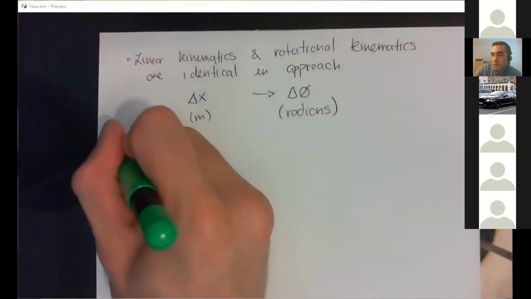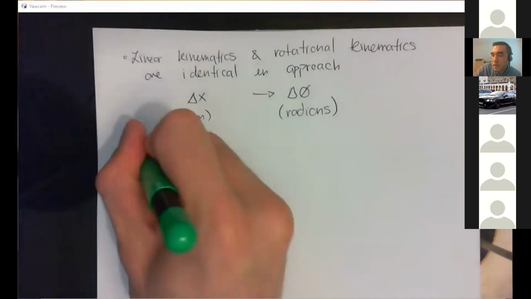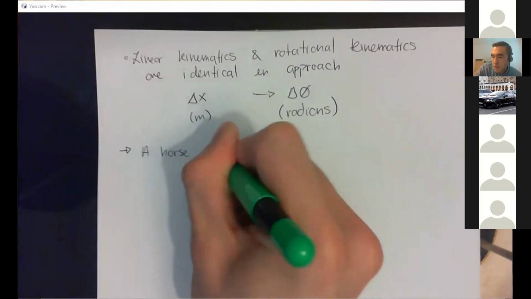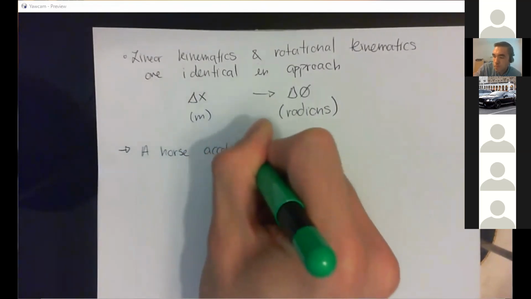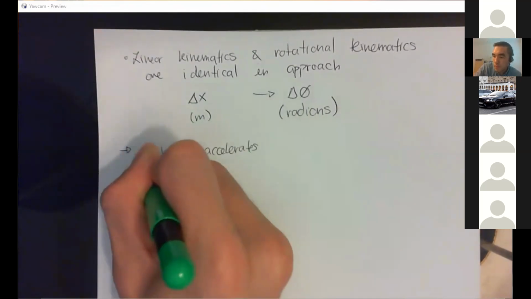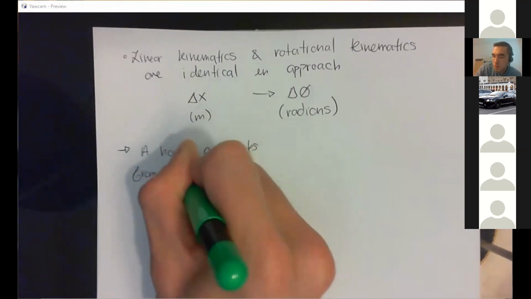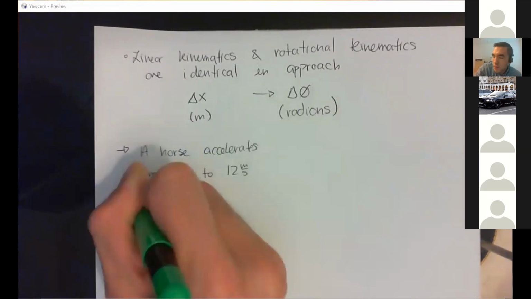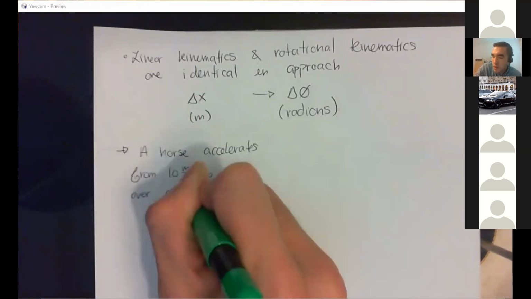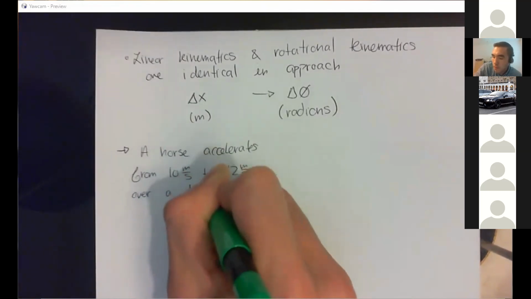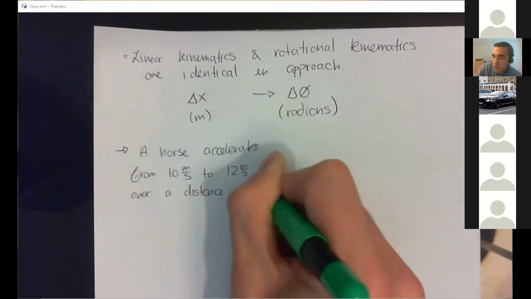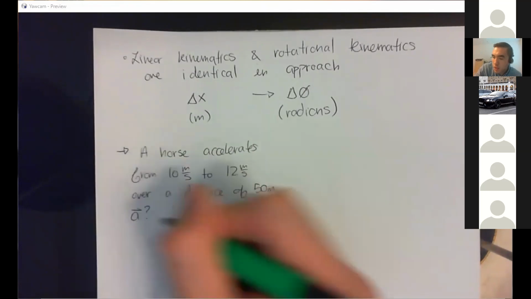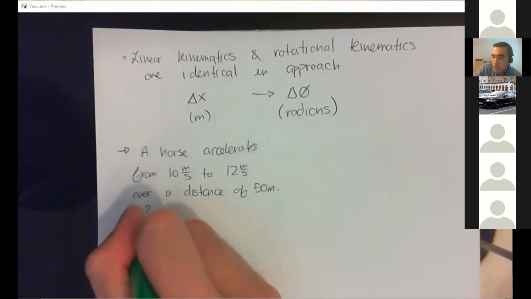So that is to say, let's say that a horse accelerates from 10 meters per second to 12 meters per second over a distance of 50 meters. What is that horse's acceleration, and how long did this take?